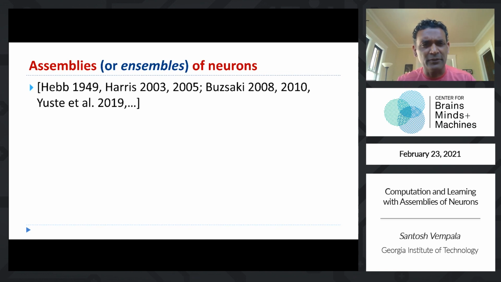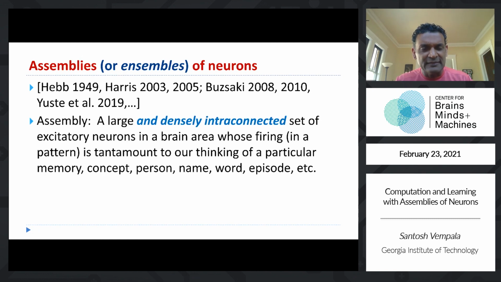I should have put Sherrington on this list, as I said, but Hebb's book really brought this out. And there was work by Harris. Buzsaki has been working on this for a while, and his lab does both experimental and theoretical work, Yuste, and many others. Now, what is an assembly?